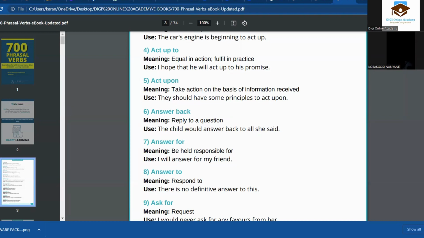Okay, we are on number 7, answer for. It means to be held responsible for. I will answer for my friend. So you take the responsibility of your friend, right? So you answer on behalf of your friend. Have you ever taken somebody's responsibility? It does happen sometimes. You need to make a sentence on it, a small, simple one.